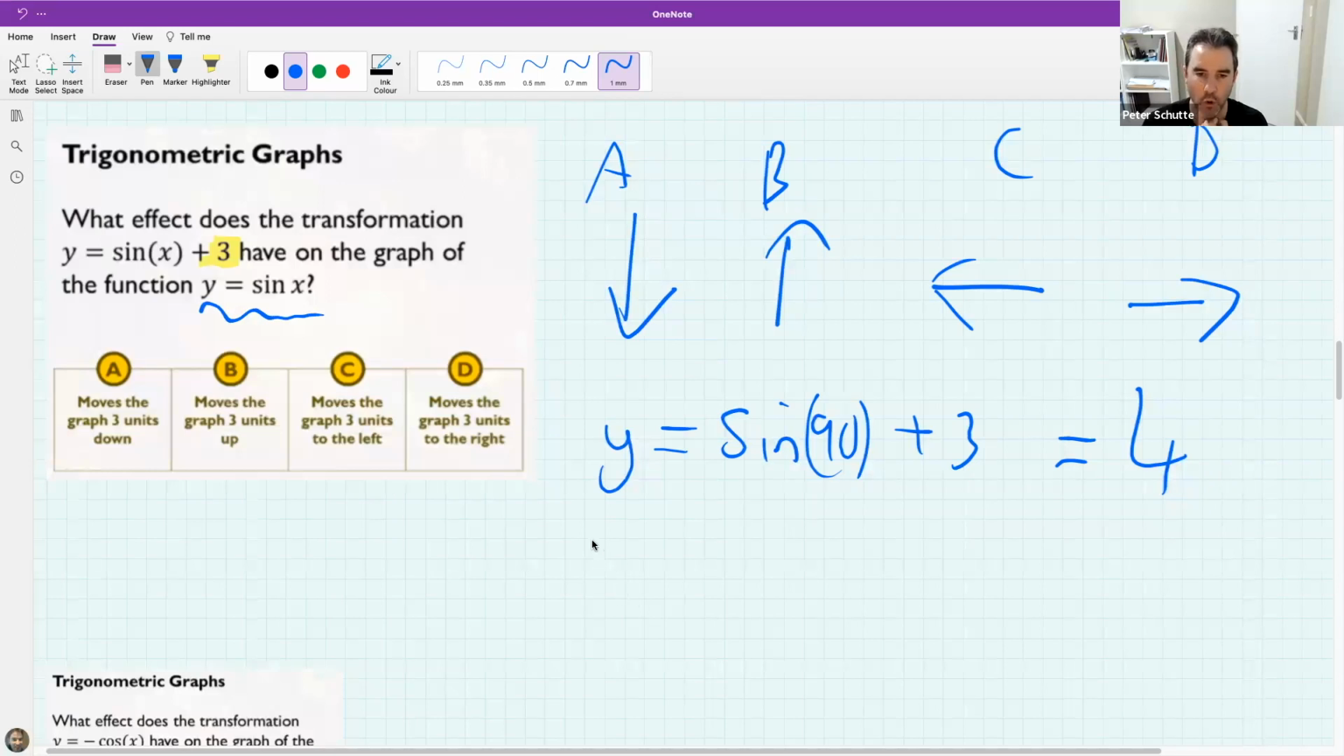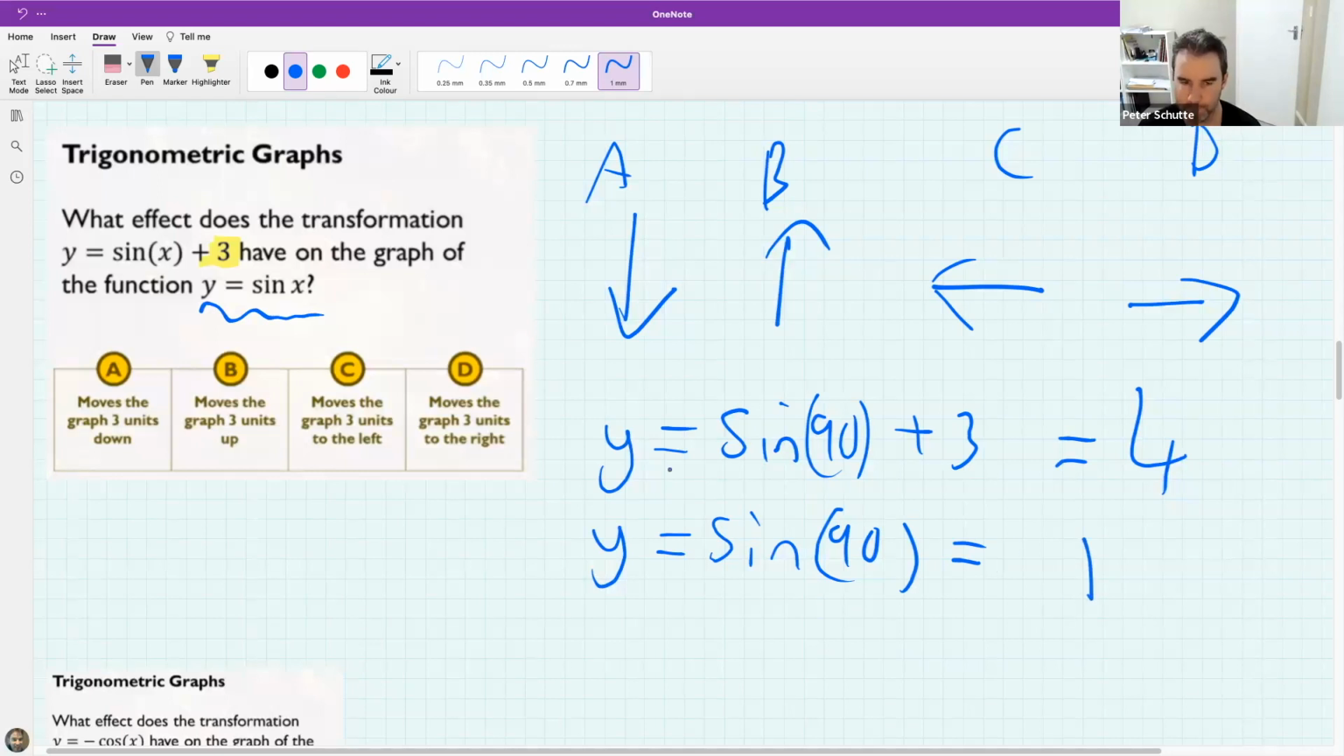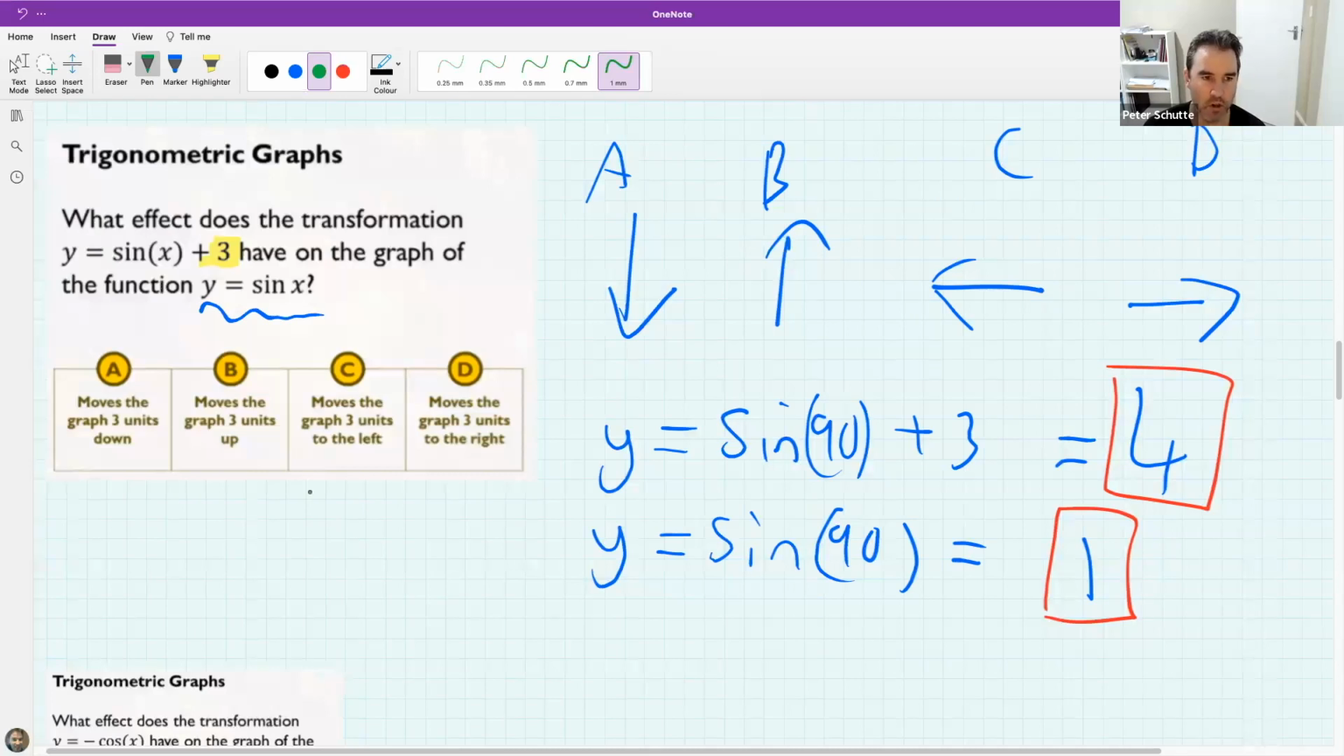And normally, when I get the sine of 90, put that in your calculator. What do you get for the sine of 90? We get 1. And remember, this is a y value. Now, what does that tell us about which option we think it is? We know that the sine of 90 is 1, but the sine of 90 plus 3 is 4. What's that telling us? And these are y values. So I want to know, which option do you think it is now? Is it A, B, C, or D? Aha.